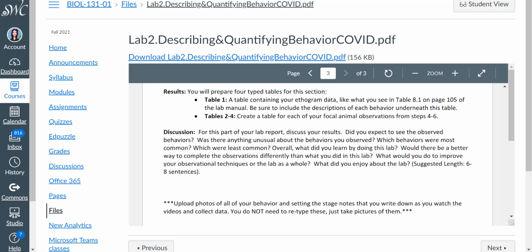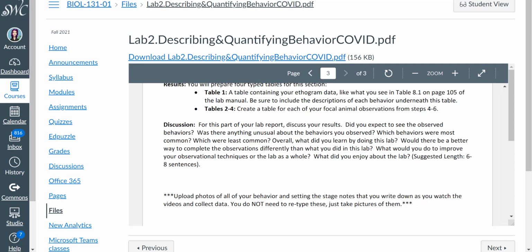You can also include things like, did you see the behaviors you expected to see? Was there anything unusual or surprising about the behaviors you observed? Make sure you identify any patterns you saw, like which behaviors were most common. Did certain behaviors only occur when other behaviors were happening too? And then give me a little bit of reflection about what you learned by doing this lab.